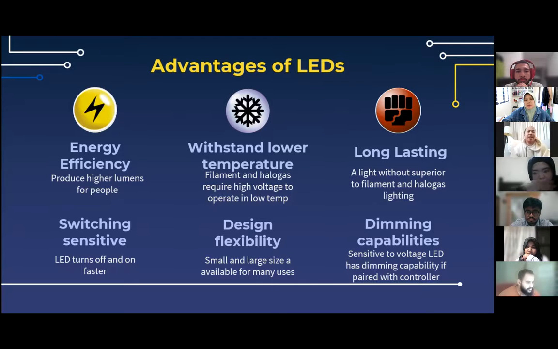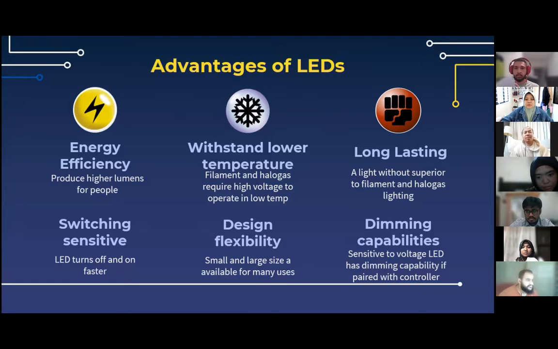Third, longer lasting. LED is proven to be longer lasting compared to traditional bulb and fluorescent bulb. And also LED is sensitive to switching, so it can turn off and turn on very quickly, depending on how quickly we flip the switch. And also design flexibility, because there are multiple types of LED, such as a smaller one and a larger one, so they can be mixed and matched to suit the purpose.